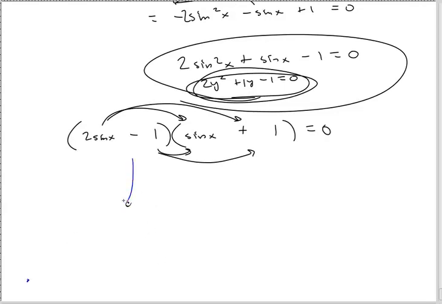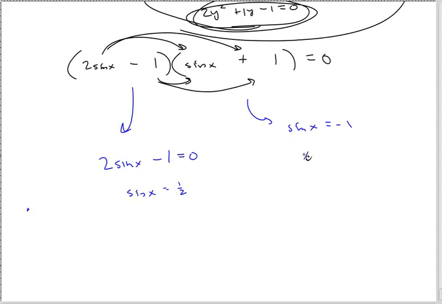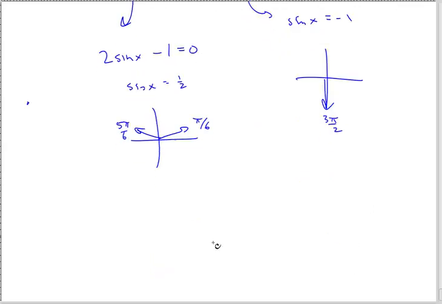So I now have 2 sine x minus 1 equal to 0, and sine x plus 1 equal to 0. So I've got sine x is equal to 1/2, and then sine x is equal to negative 1. Okay, so where is this happening? Where is my y value equal to 1/2? It's right here. Positive half right here and here, at pi over 6 and 5 pi over 6. What about this guy? Well, it's straight down at 3 pi over 2. And so those are my answers for this one.